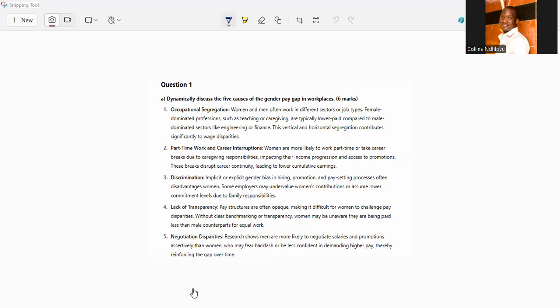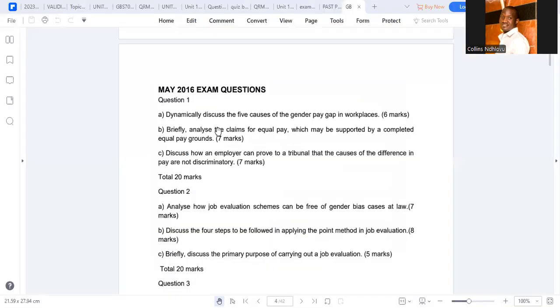So this is on that point. We go to the second point. Briefly analyze claims for equal pay, which may be supported by a completed equal pay grounds.